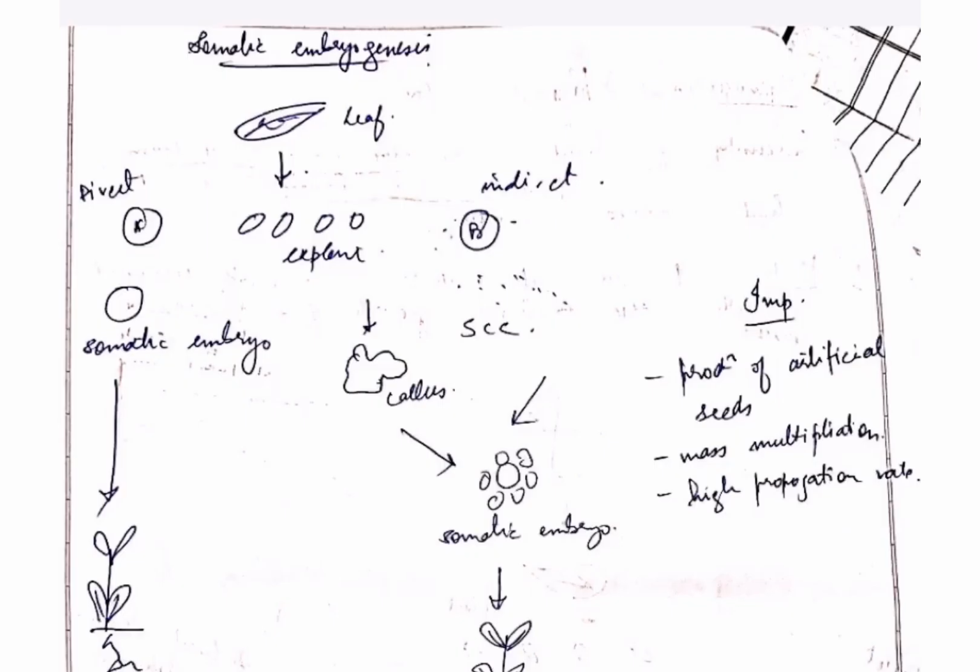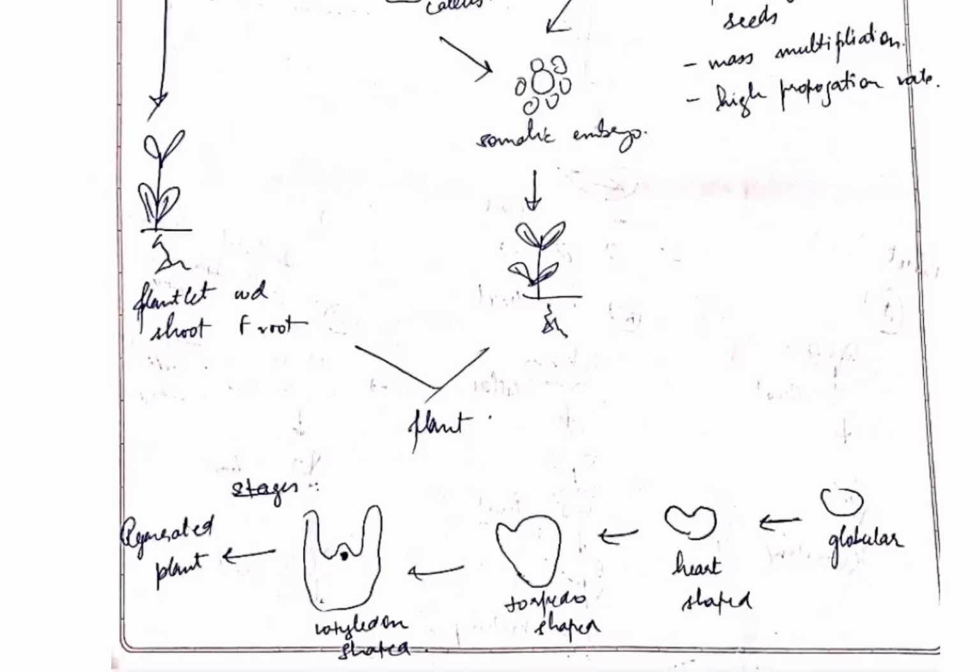This is again the diagram which shows the explant going through direct somatic embryogenesis and indirect, that is callus and suspension cell culture somatic embryogenesis, which gives the plantlet.